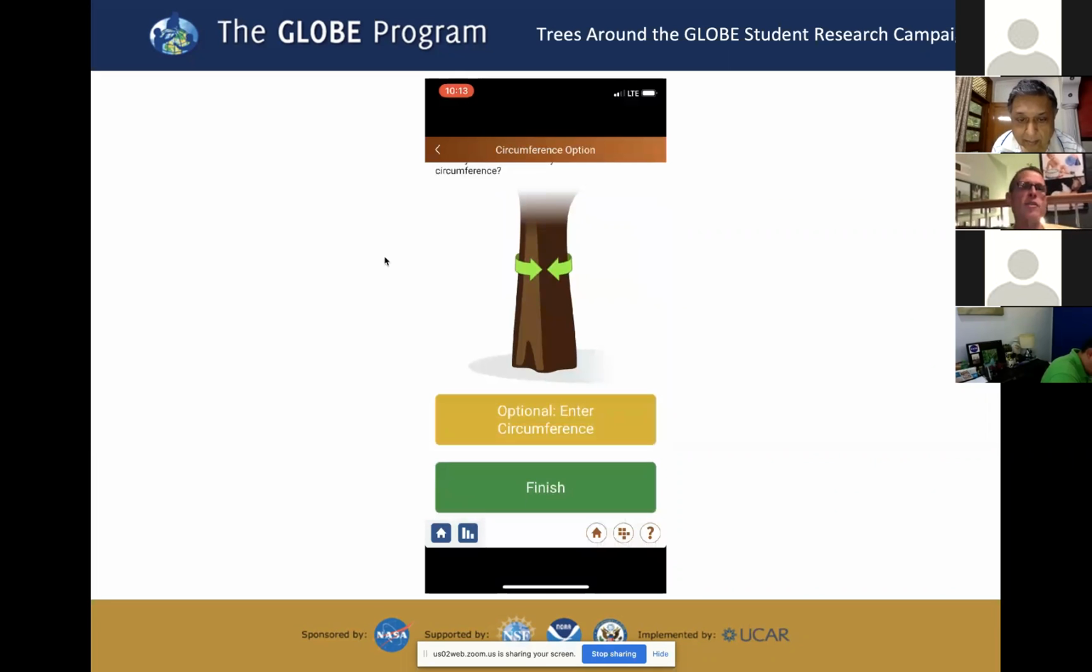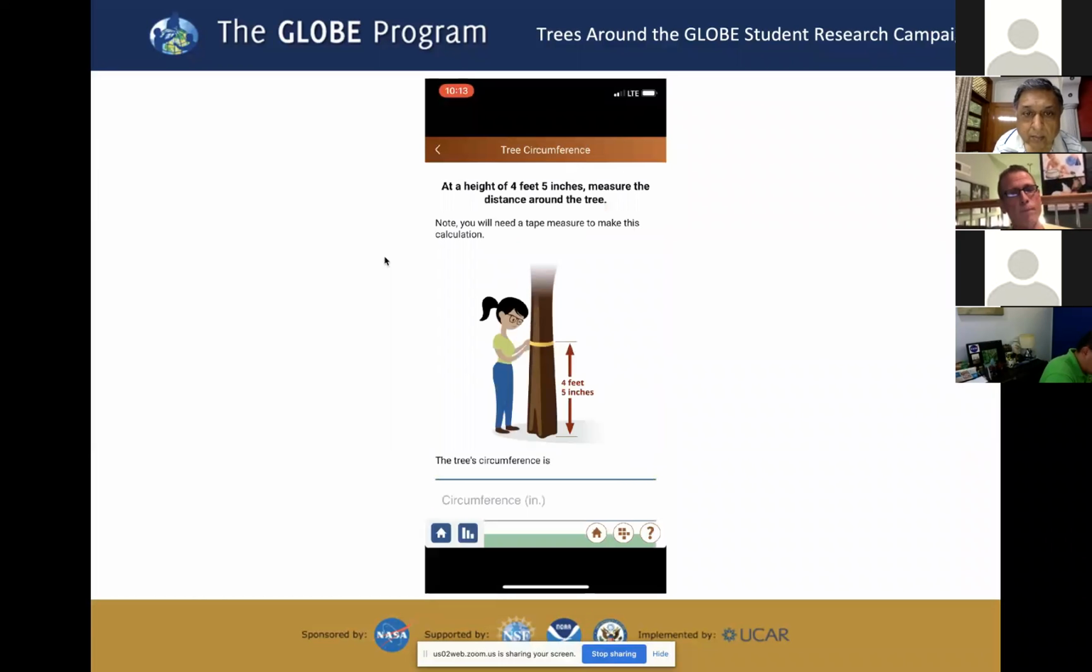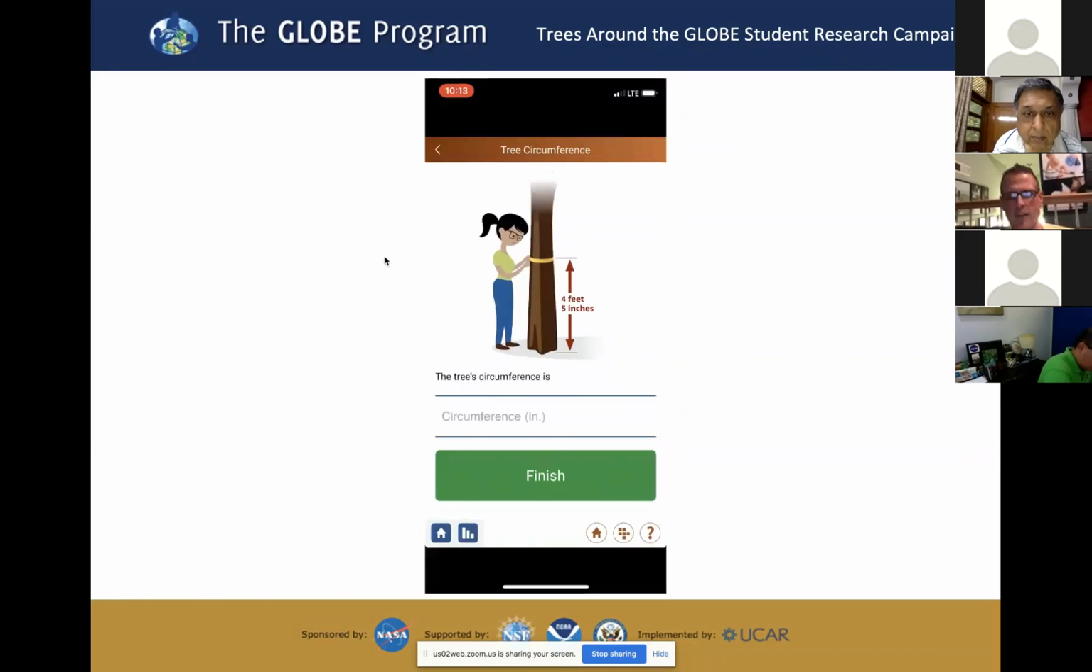And then you can also measure the circumference of the tree, okay? You can measure the circumference of the tree as well. And that helps us with that whole carbon information.